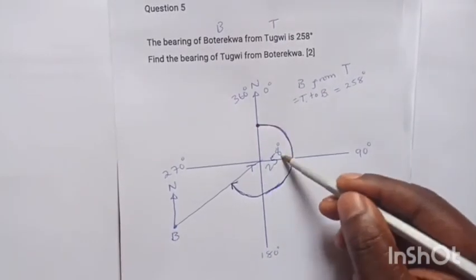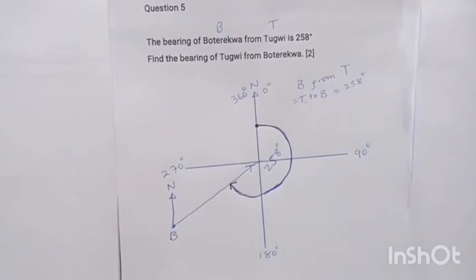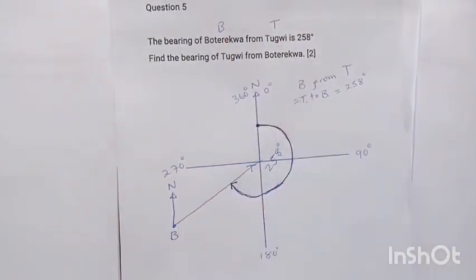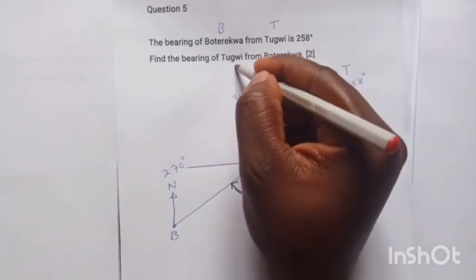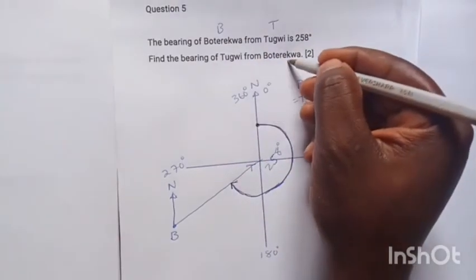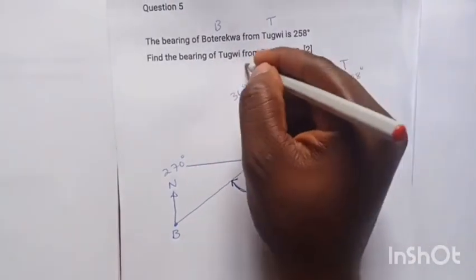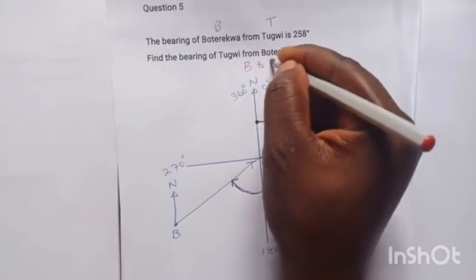So this is 258 degrees, representing the bearing of T from B. Right. So I now want to identify the required angle. Find the bearing of T from B. T from B is the same as B to T.